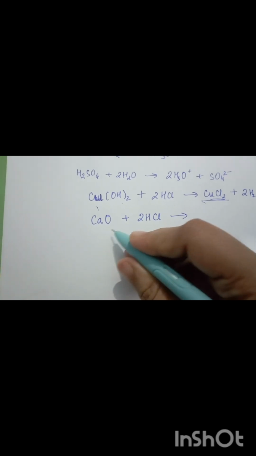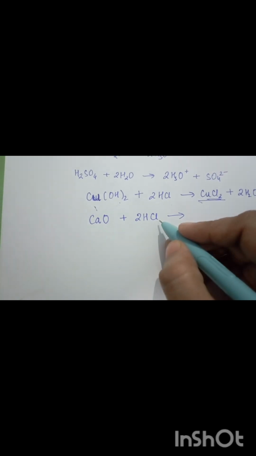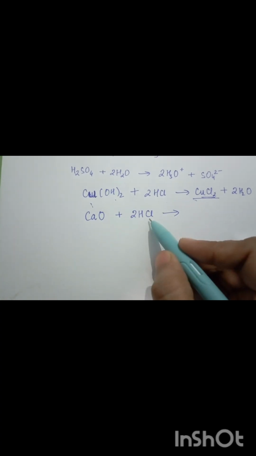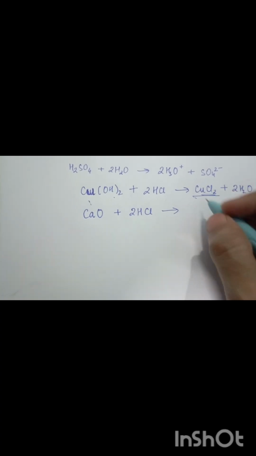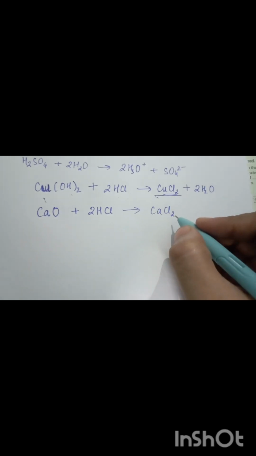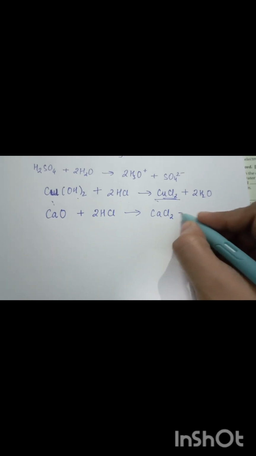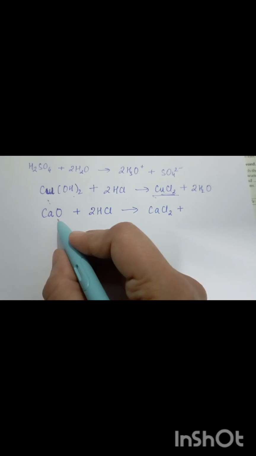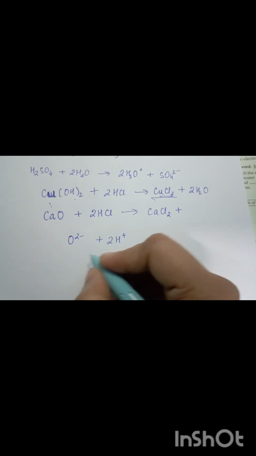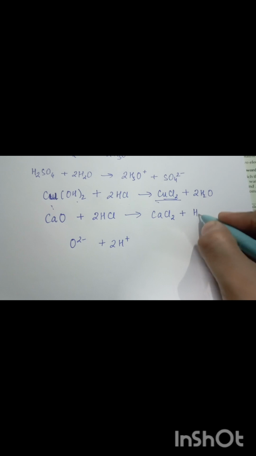So a double decomposition reaction is also taking place here. Calcium is the positive ion, and here chloride is the negative ion, है ना. So calcium will react with chlorine to form CaCl2. Calcium's valency is +2 and chlorine's valency is -1, so you need 2 chloride ions with 1 calcium ion. Now oxygen's valency is 2 minus, and here you have 2H plus. So 2H plus and 1 O2 minus will together react and form 1 water molecule.